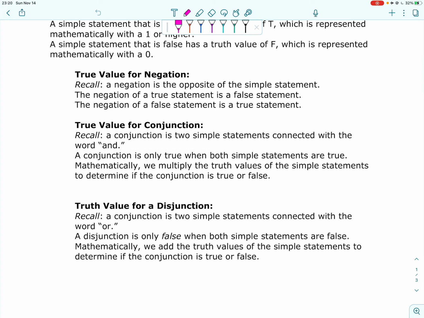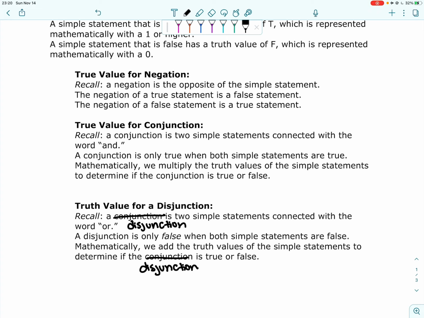And truth value for disjunction, remember a disjunction is two simple statements connected with the word or. A disjunction is only false when both simple statements are false. So mathematically, we're going to add the truth values of the two simple statements to determine if the disjunction is true or false.